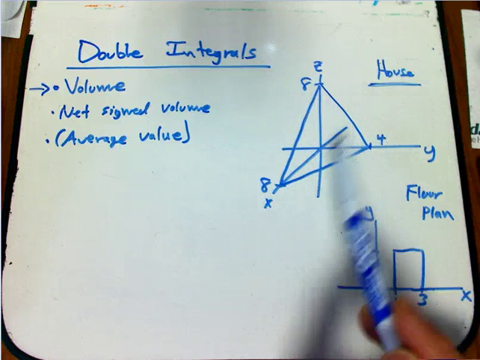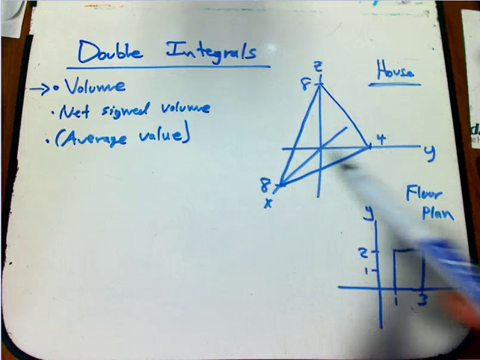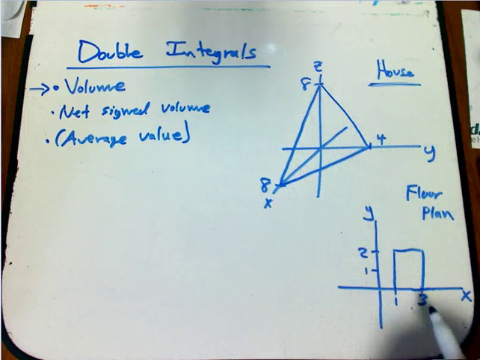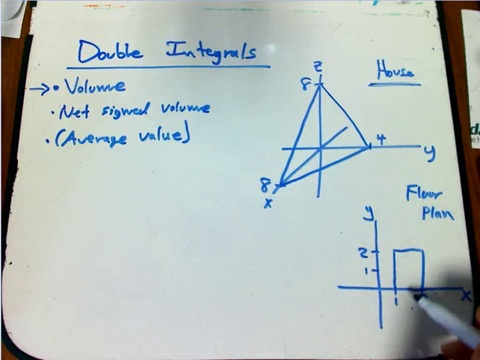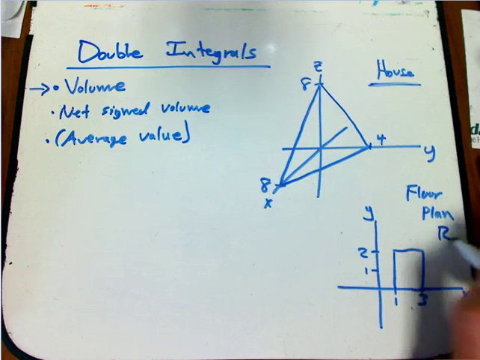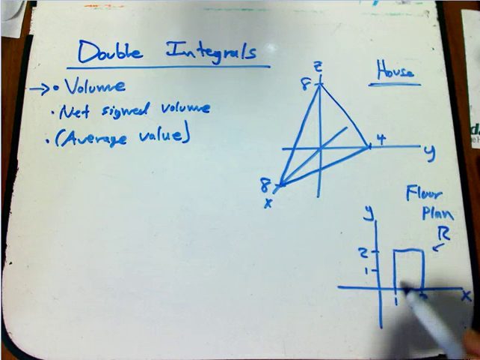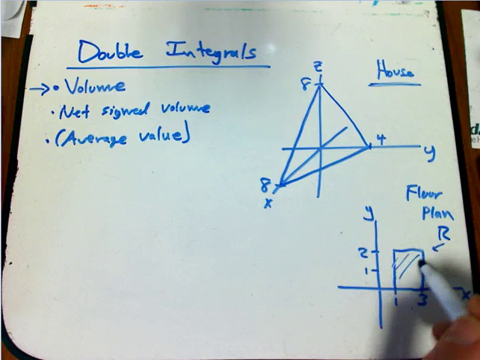And that's going to be the roof, but that's actually more than the whole roof, because there's a floor plan for the house, which is the region over which we're going to integrate a function. And let's call that R for rectangle or region. And it's everything where x is from 1 to 3 and y is from 0 to 2. So it's all this stuff.